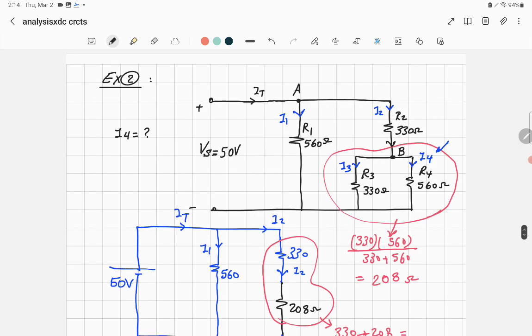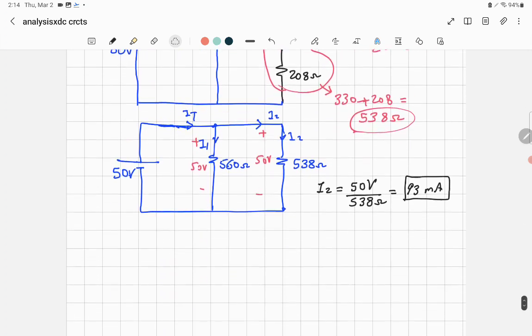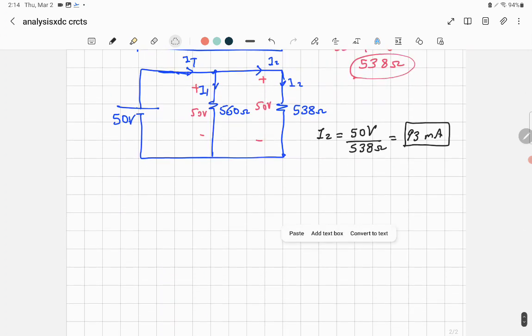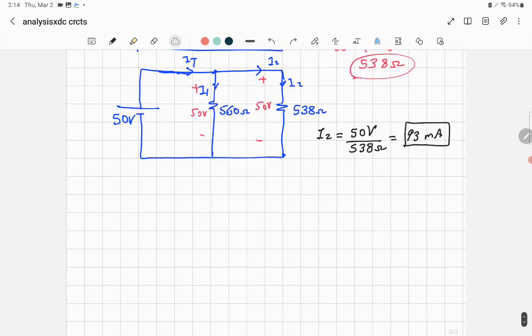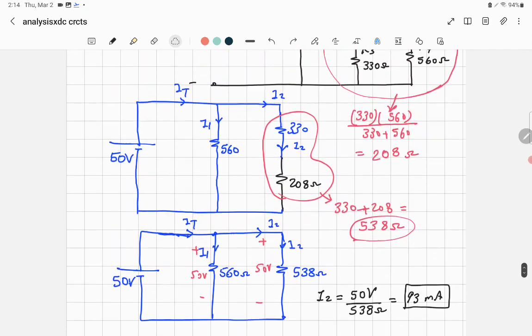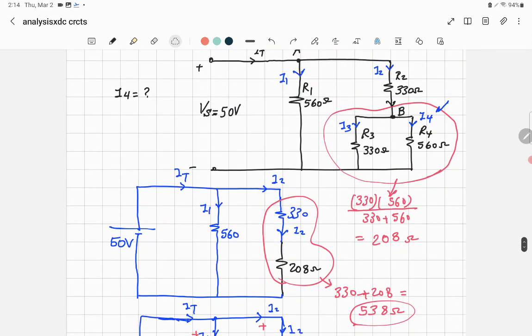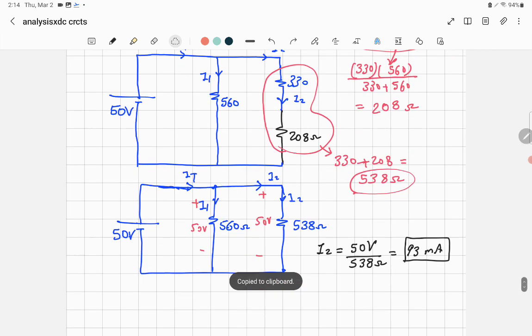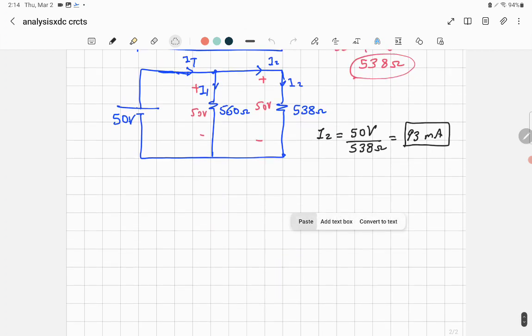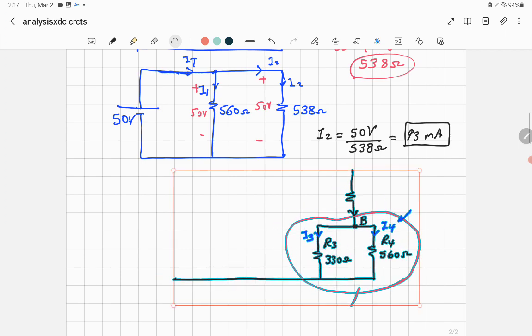I will just take a copy of this part, have it here. Oops, I'm sorry, that's wrong. Let me just copy. Okay, here you go. So I got the part that I'm interested in.